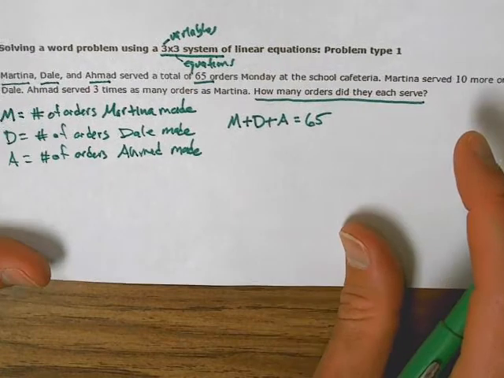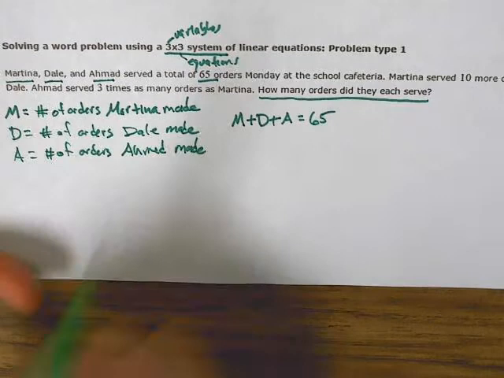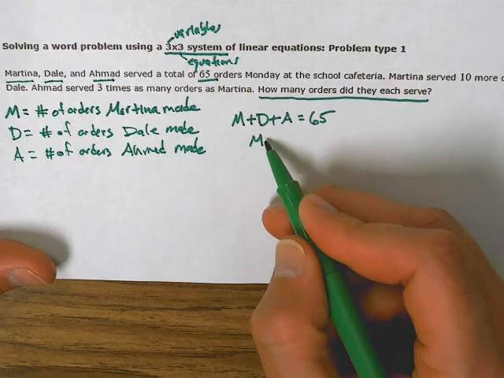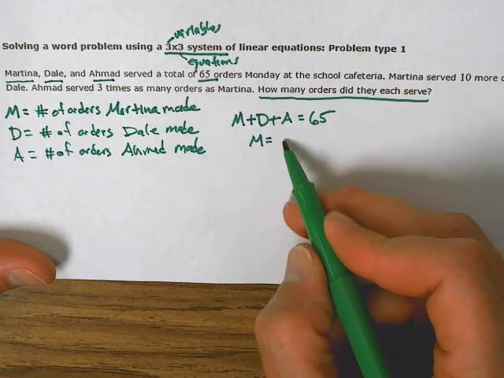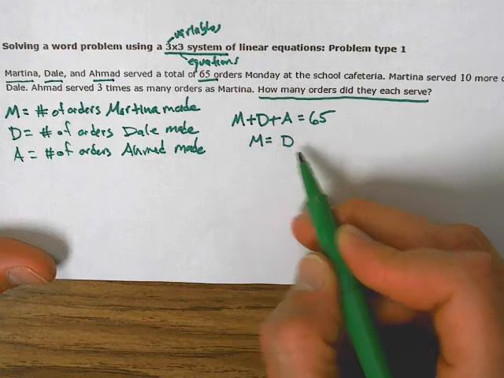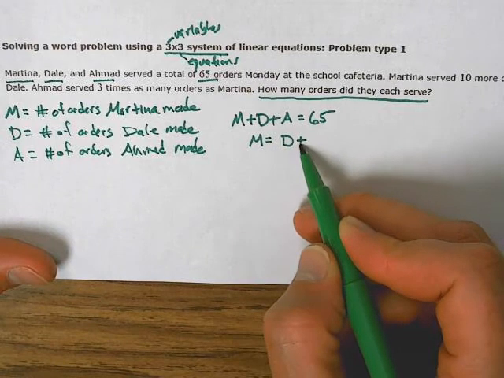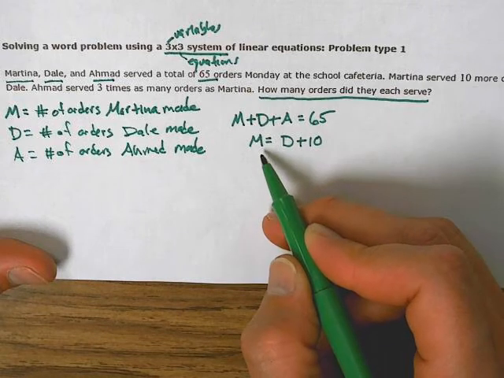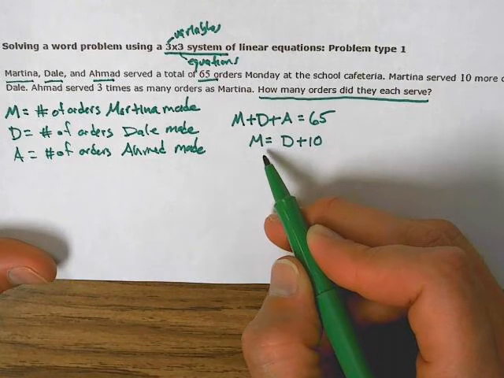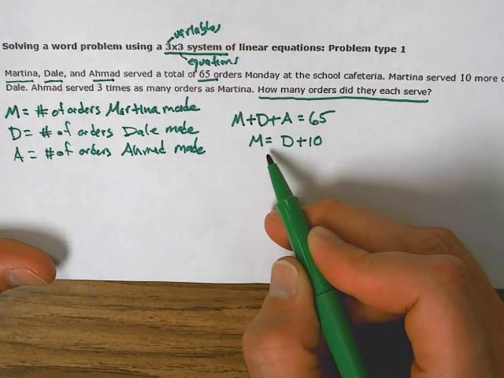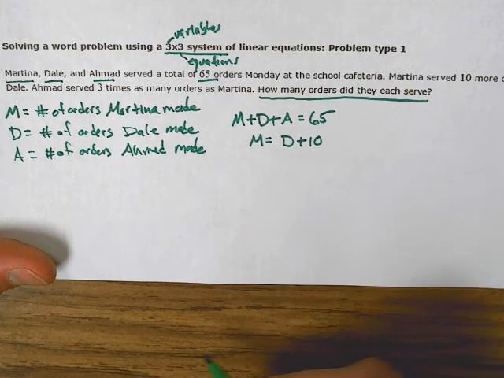I also am told that Martina served 10 more orders than Dale. I know that these aren't equal, but that Martina served more than Dale, meaning I'd need to add on 10 more orders to Dale's number to get Martina's, because Martina served 10 more than Dale. If Dale served 5, then add 10, that would be Martina's 15. So that looks good to me.